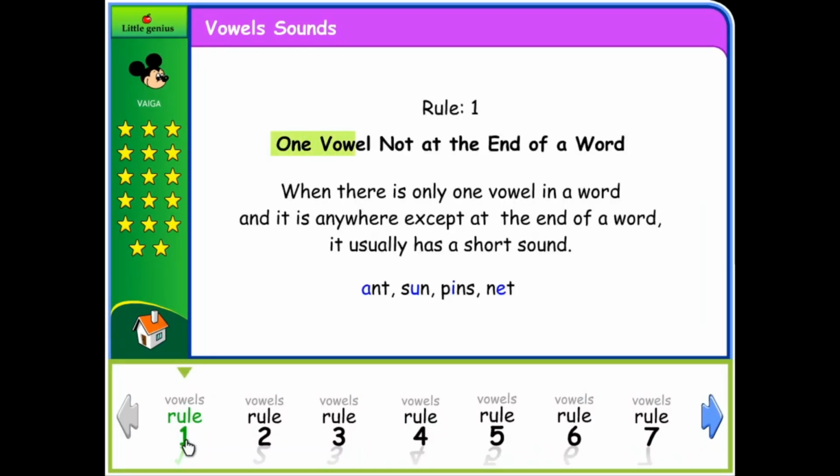One vowel, not at the end of a word. When there is only one vowel in a word, and it is anywhere except at the end of a word, it usually has a short sound. Ant, sun, fins, net.